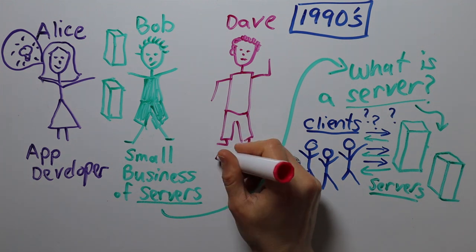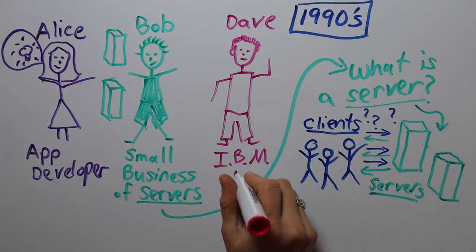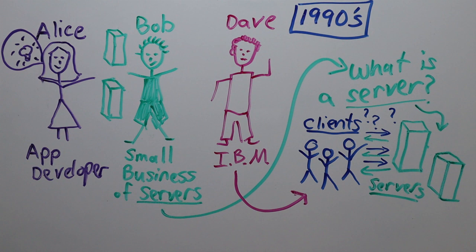Now, who is Dave? Dave works for IBM in the 1990s. Of course, IBM is the big company. They have economies of scale in various ways, but they provide the same service, the same servers that Bob does. Okay, so here's the setup.